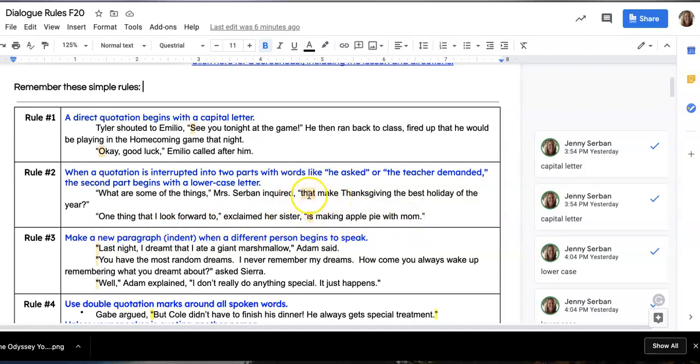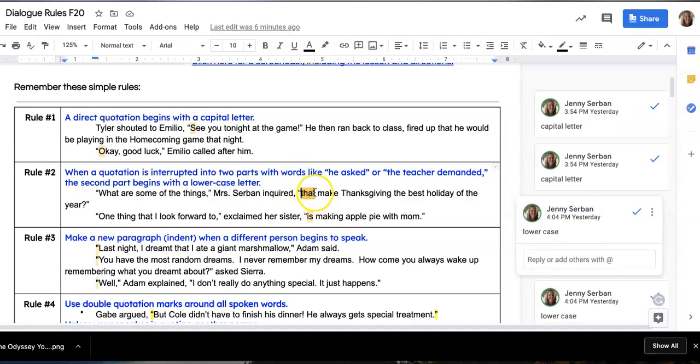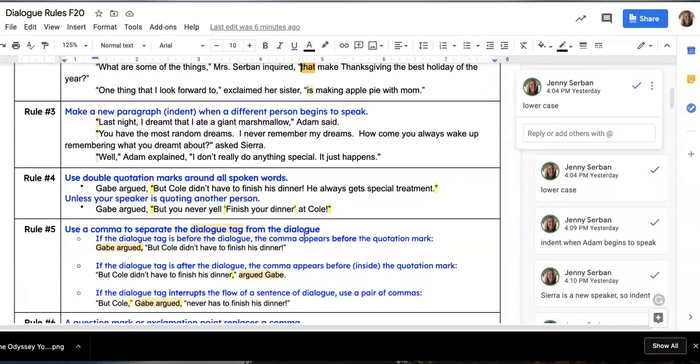Okay, so you notice that the "that" and the "is" are not capitalized because they are a continuation of the previous sentence, and that previous sentence is only interrupted by this dialogue tag. So you'll notice over here, when you click on this, that is what it refers to, as the "that" is lowercase. Let's move on to rule number 3.